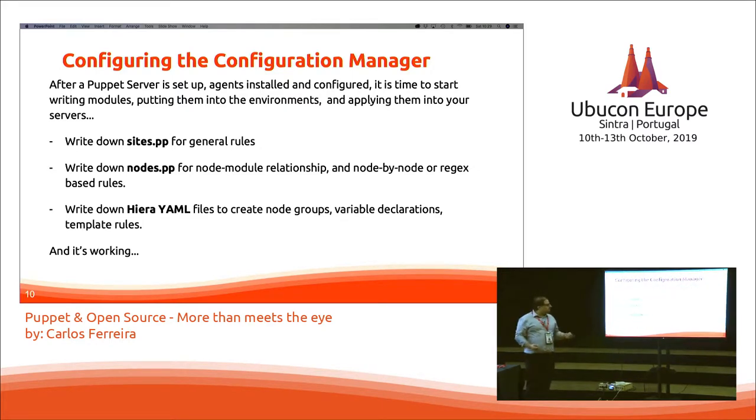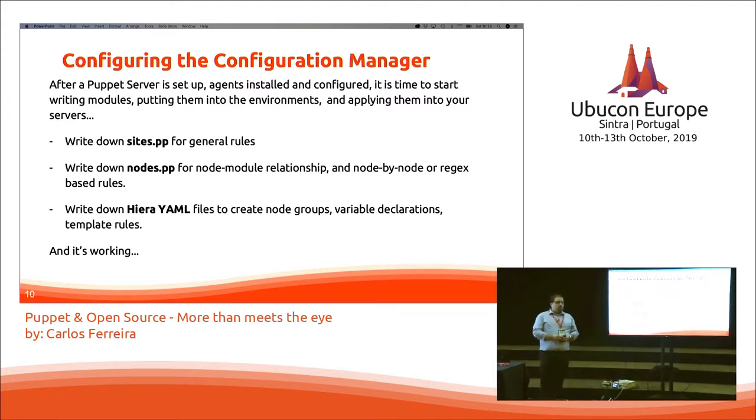You write down nodes.pp for node-module relationship and node-by-node regex-based rules, if you like. Okay, so this is the standard way of doing things. In here, you can say that nodes starting with A, B would install Apache. Nodes starting with M, Y will install MySQL, and things like that. So it actually works very well with regex.